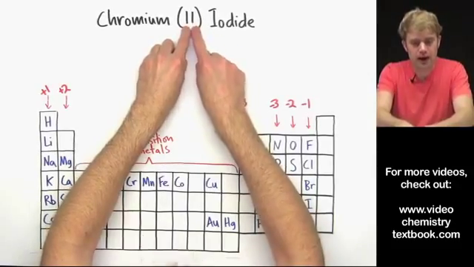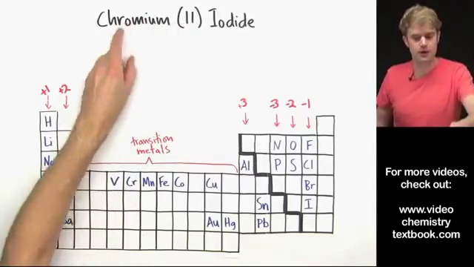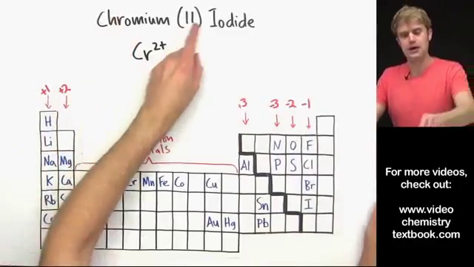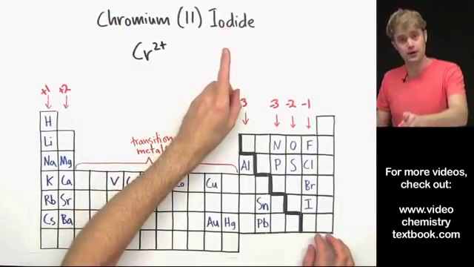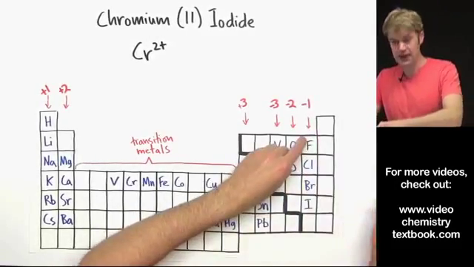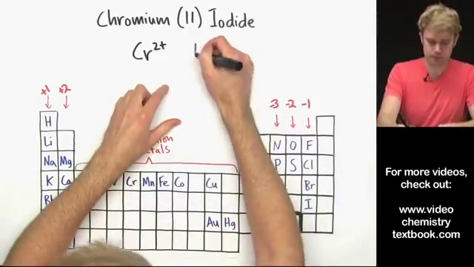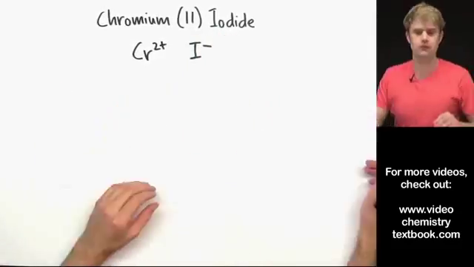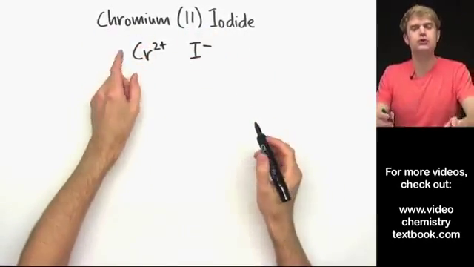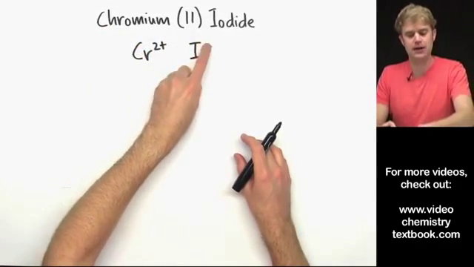This Roman numeral here is the number 2, and it tells us that in this compound, chromium has a charge of +2. So that's chromium. Now we have iodide, which is what we call iodine when it has a charge, and iodine is in this column right here, which means that in an ionic compound, its charge is always -1. So now we want to add ions of one or both of the elements so that the charges balance. Here we have 2+ from chromium and we have 1- from iodide.